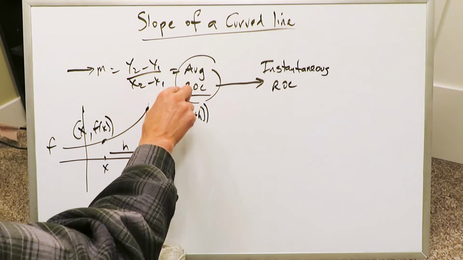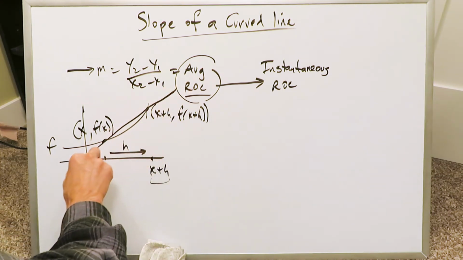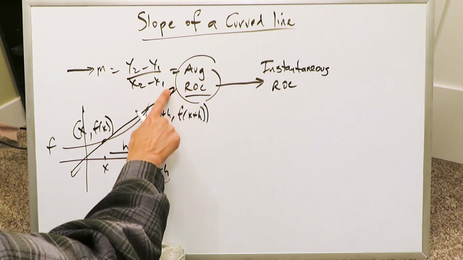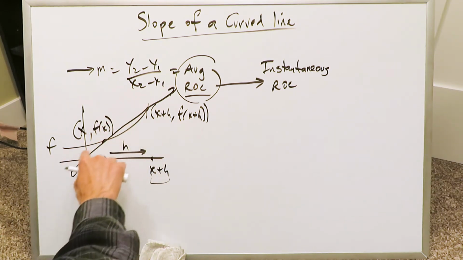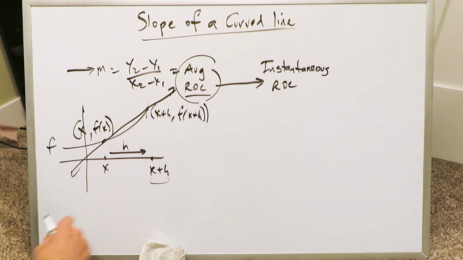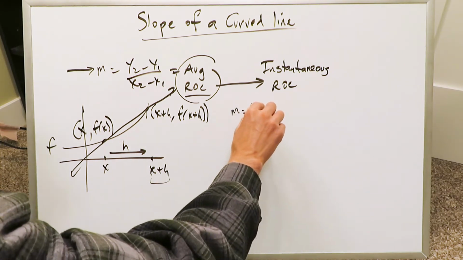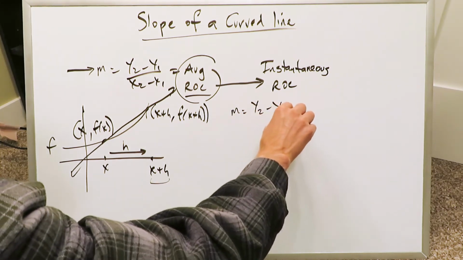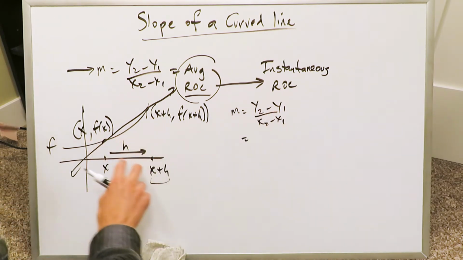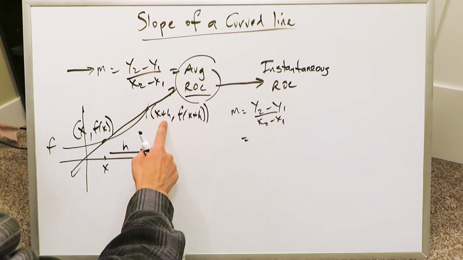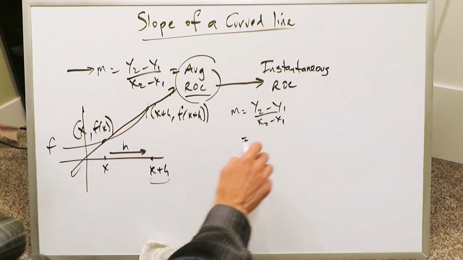You would draw a secant line between these 2 points, and you would determine the slope of this straight line. You're looking at a curved line, but you're treating it as a slope of a straight line. And the slope of this straight line would be exactly what you're thinking, y2 minus y1 divided by x2 minus x1, and you would plug in these pairs.